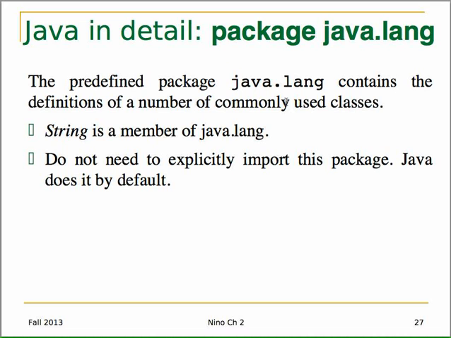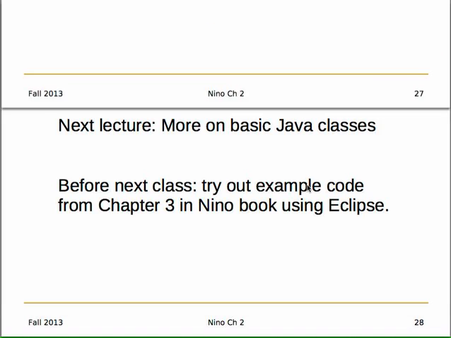There's a predefined package, java.lang, which contains all the things that you need in Java. By default, things like String are used in just about every Java program, so you shouldn't have to import these standard things. The predefined package java.lang contains definitions of a number of commonly used classes. You do not need to explicitly import this java.lang package. Java does it by default. It's a nice thing. Otherwise, every Java program would have an import java.lang.String or java.lang.star, but this is done implicitly by Java by default.